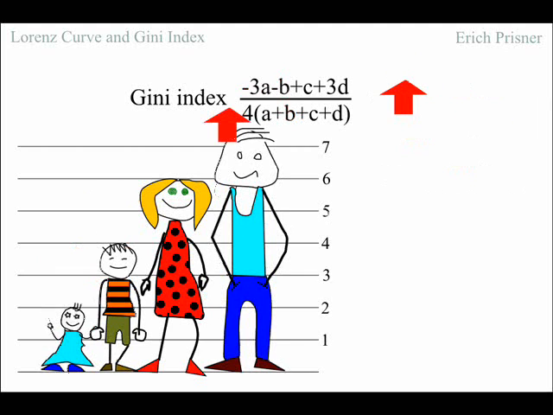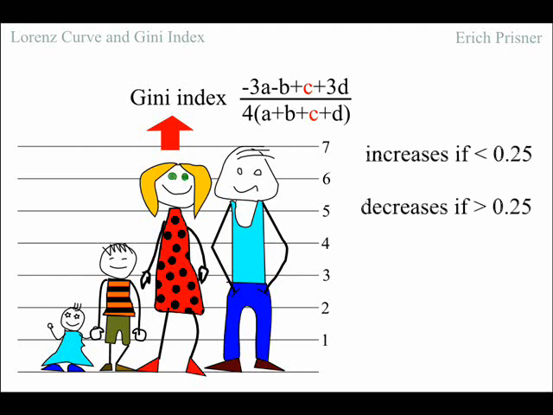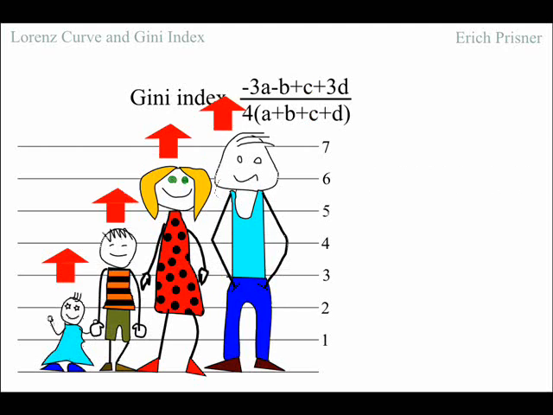While growth of Doug always increases the Gini index, for growth of Cindy it depends. If Cindy grows, say 0.1 feet, then the numerator increases by 0.1 and the denominator increases by 0.4. Then the Gini index increases if it is below 0.25, like in our example, but decreases otherwise. If all persons grow uniformly, the numerator of the Gini index formula stays constant, while the denominator increases, we get a smaller Gini index and more equality.